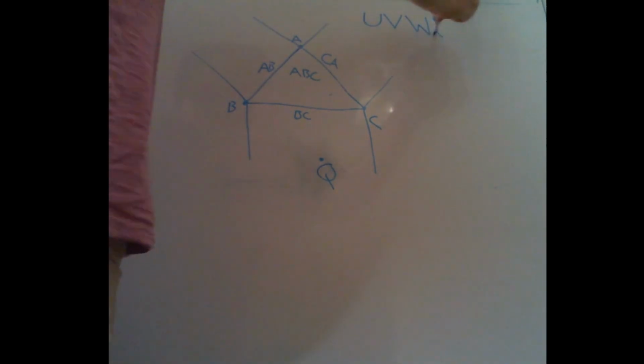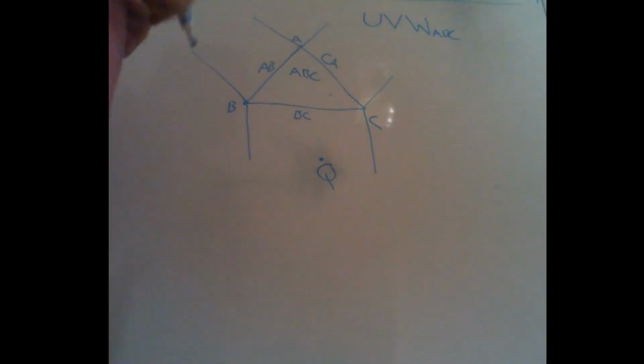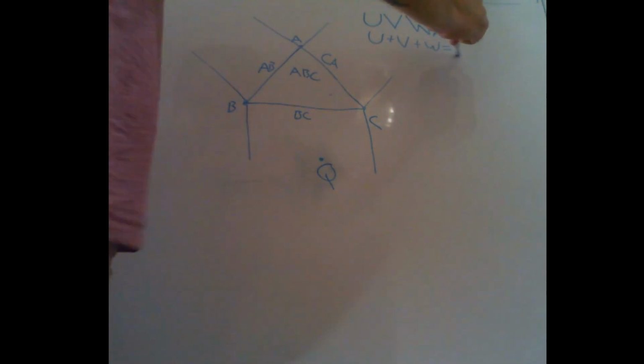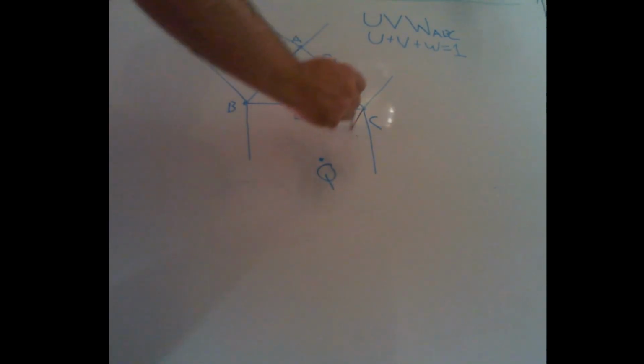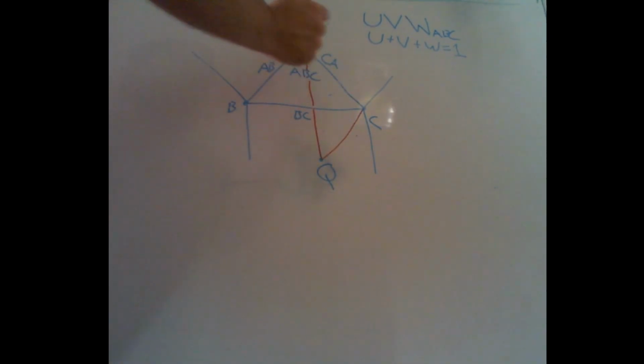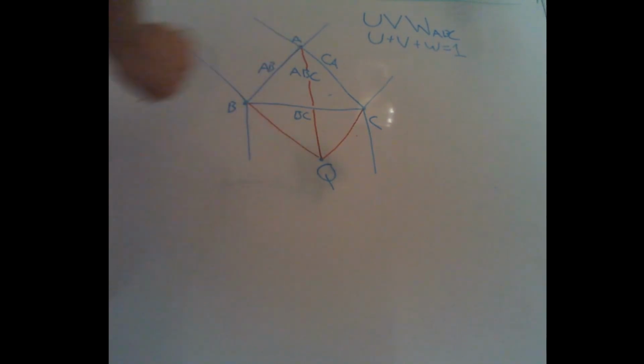Instead, this time we're going to calculate the weights U, V, and W with respect to the triangle as a whole instead of just its edges. We can do this by computing the fractional areas of the subtriangles, and then dividing it by the main area of the triangle.